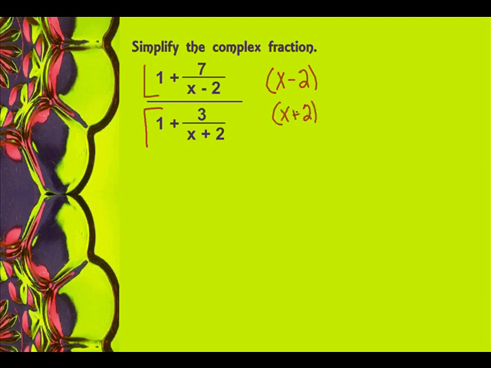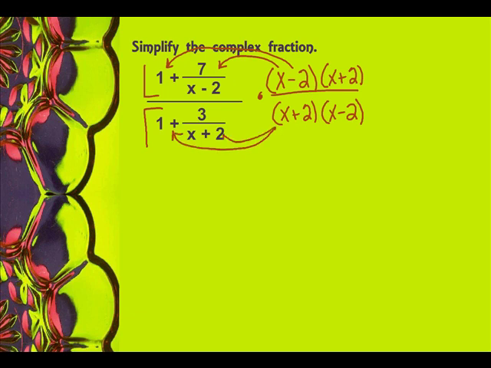Well, I have to multiply the top and the bottom by the same thing. So if I multiply the top by x minus 2, I have to multiply the bottom by x minus 2. And the same with the top. I'm going to need to multiply that by x plus 2. So you see, I'm really only multiplying by the same thing on the top and the bottom. Now what happens is I'm going to distribute that through everything on the top and everything on the bottom.